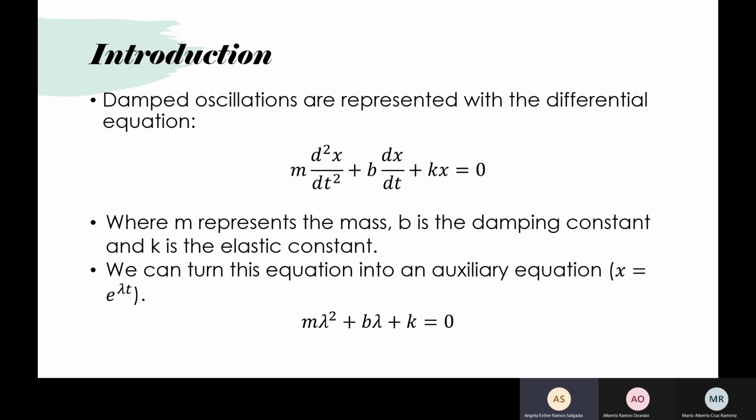If we put it in a graph, it is the ratio between the position and the initial position versus time. In this case, m represents our mass, b is the damping constant, and k is the elastic constant of the spring. And we can transform this equation into an easier one to use, an equation similar to a polynomial of order 2.